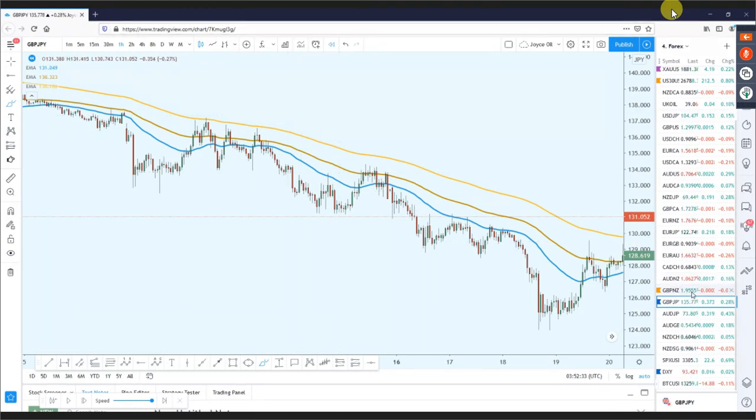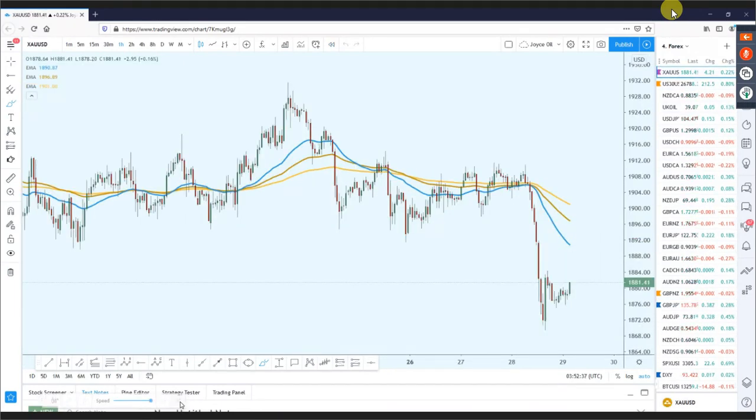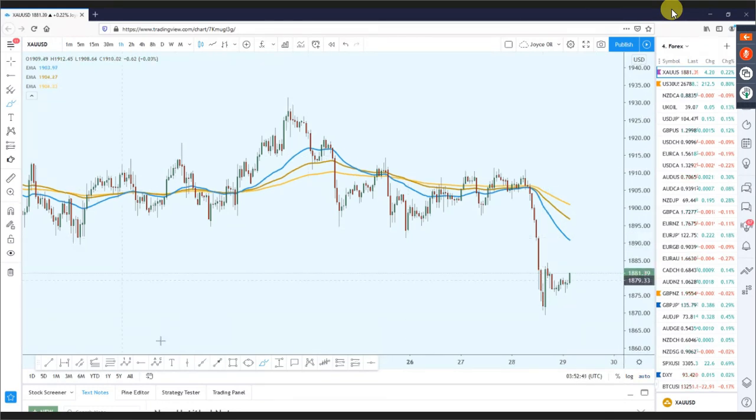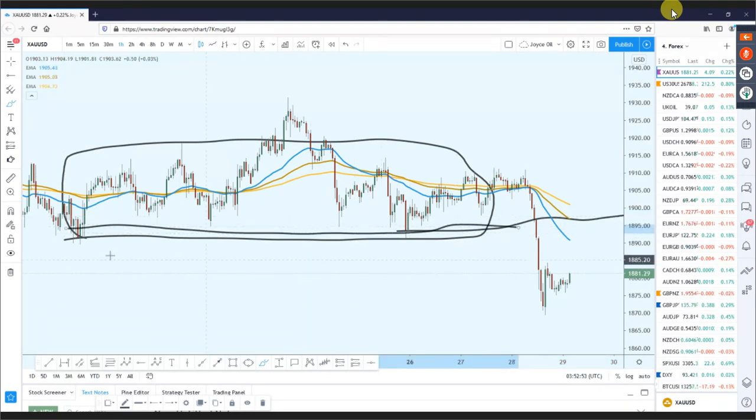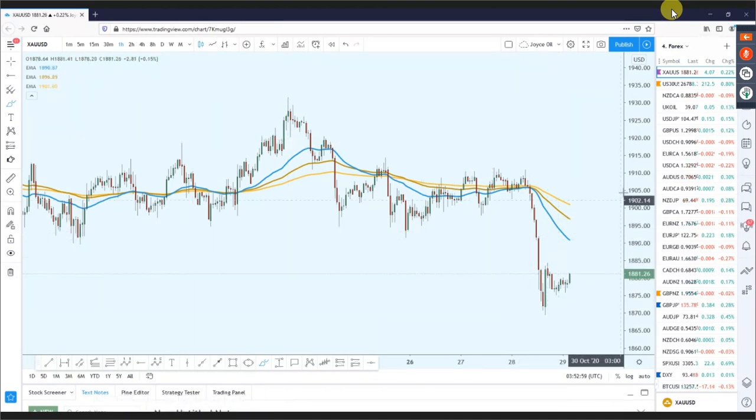Okay, let's try it on gold. So this is how gold looks like right now in the 1 hour time frame. So we have a whole lot of consolidation around here. And then currently price just broke out of the lower area. So what we will wait for is a good entry.